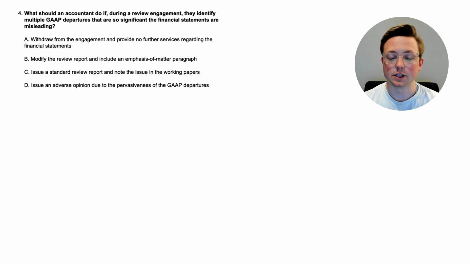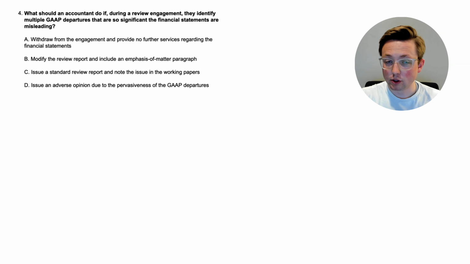All right, here we are at question 4. What should an accountant do if, during a review engagement, they identify multiple gap departures that are so significant the financial statements are misleading? Let's go through the options. Option A, withdraw from the engagement and provide no further services regarding the financial statements. Option B, modify the review report and include an emphasis of matter paragraph. Option C, issue a standard review report and note the issue in the working papers. Or option D, issue an adverse opinion due to the pervasiveness of the gap departures.